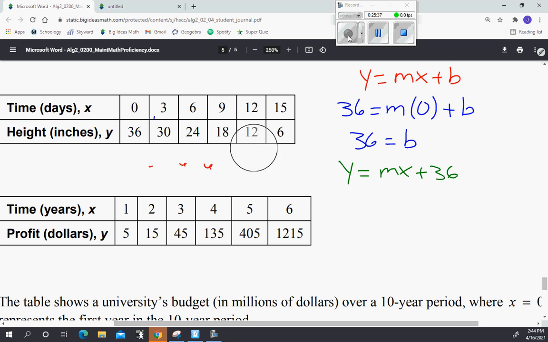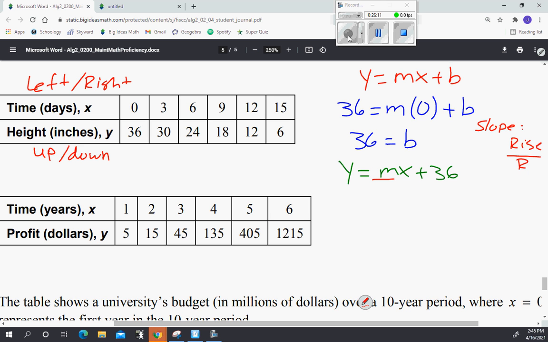My m is my slope. M is my slope. And I can find my slope using my table. And remember, the height, that's up and down, right? Time in days, or my x, is left and right. And remember, my slope is rise over run. So let's talk rise, up and down.